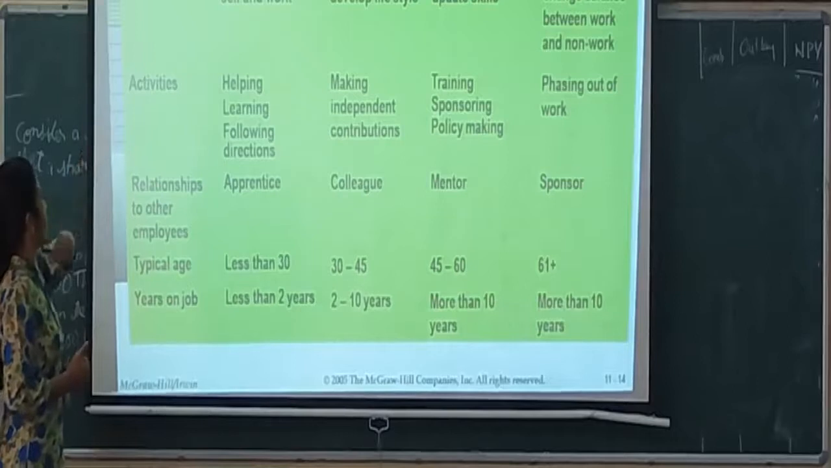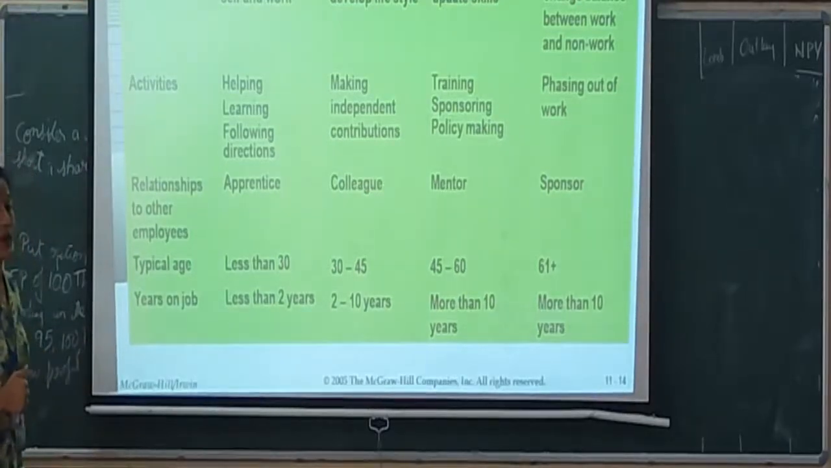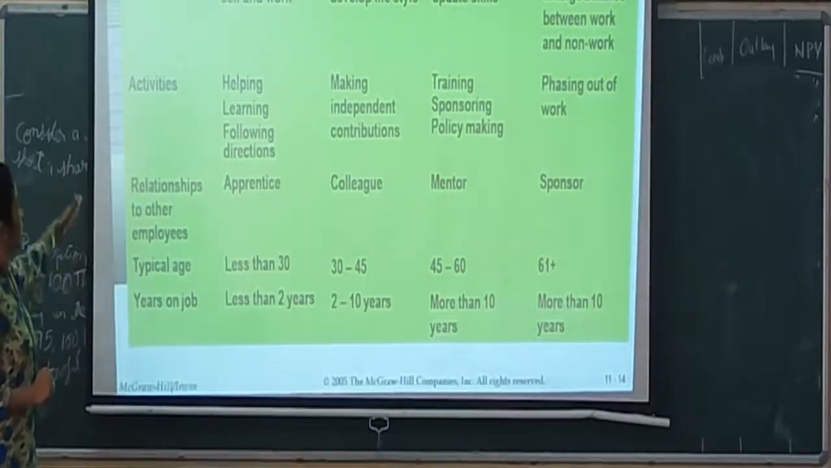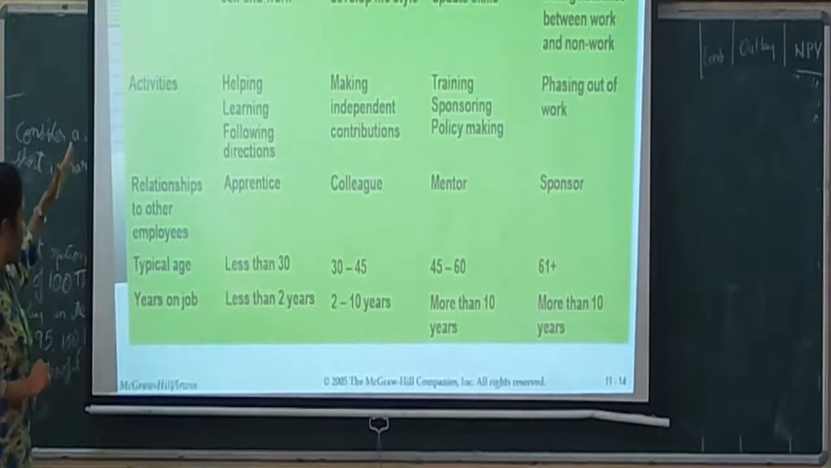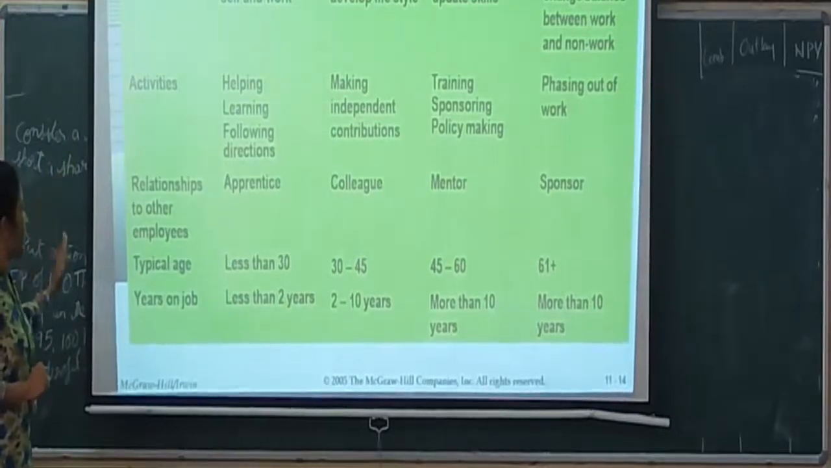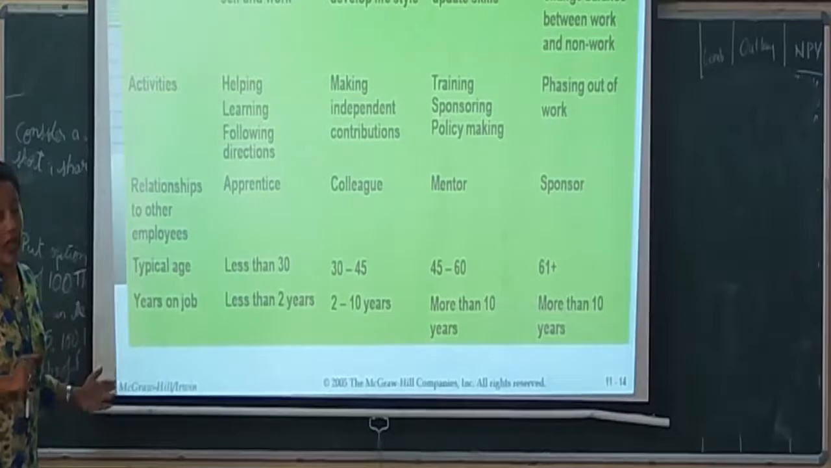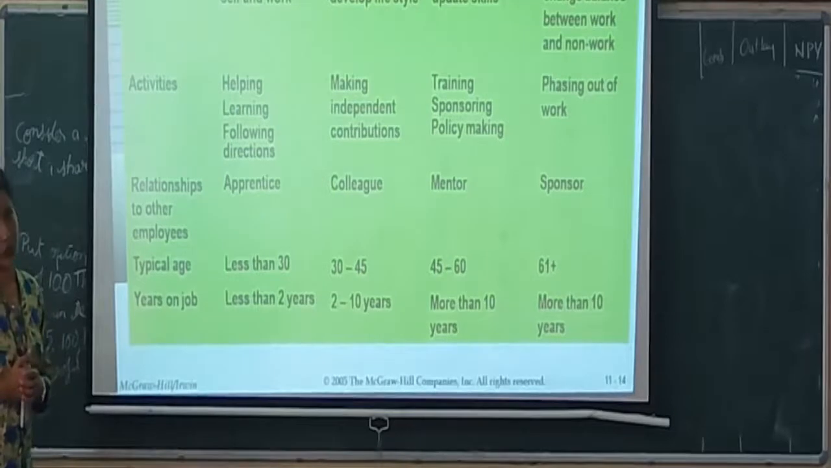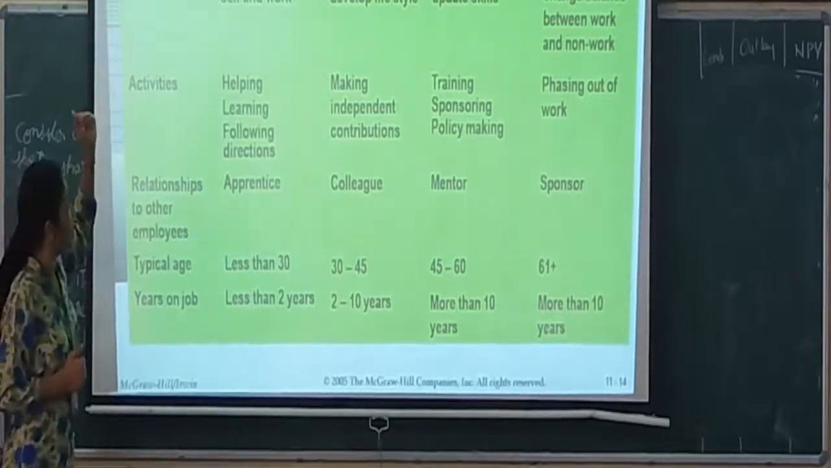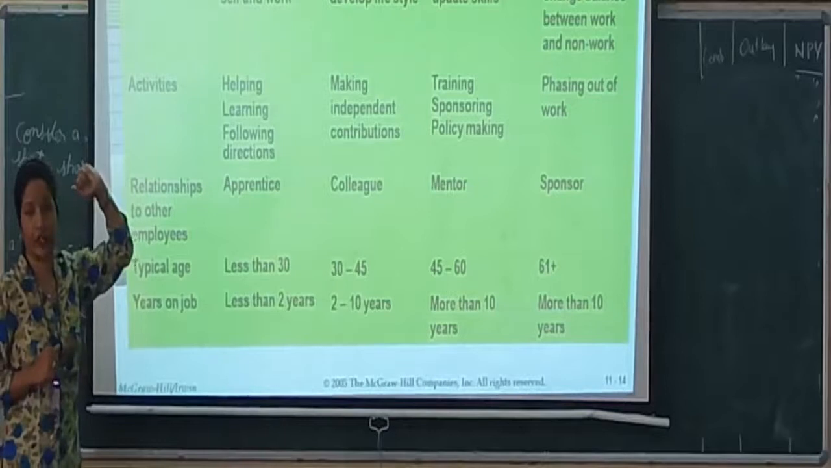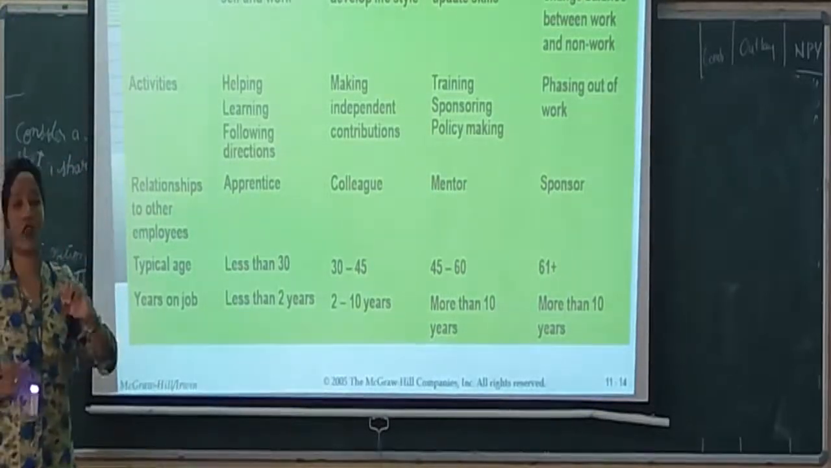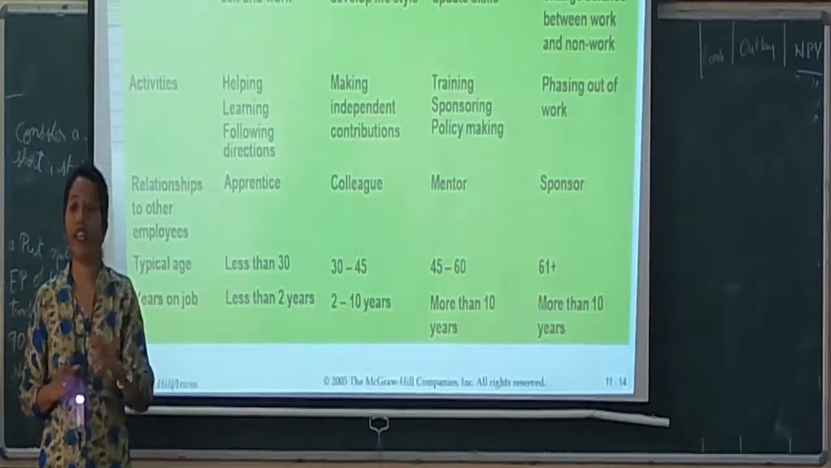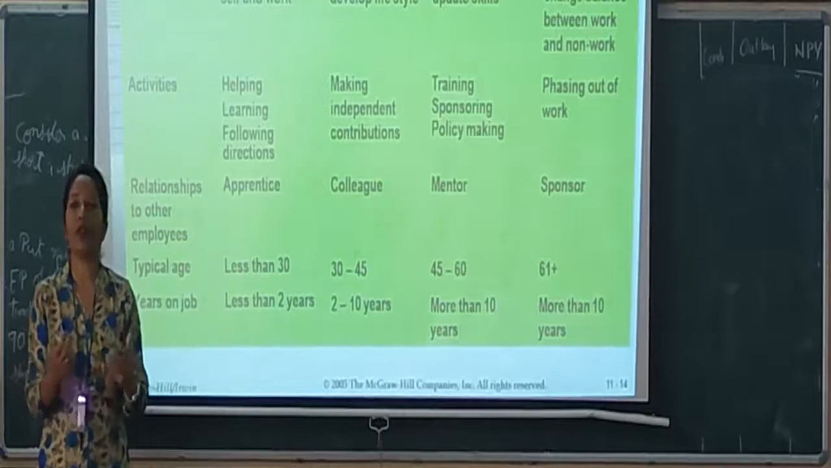Now when it comes to the exploration stage, we are going to understand the model of career development based on these dimensions, that is developmental task, activities, relationship to other employees, typical age and years on the job. And then understand these dimensions by considering each of these stages individually. So you can see the first stage is the exploration stage. Now the meaning of the word exploration here itself means you're trying to find out something, you're trying to identify something, you're trying to explore something new.